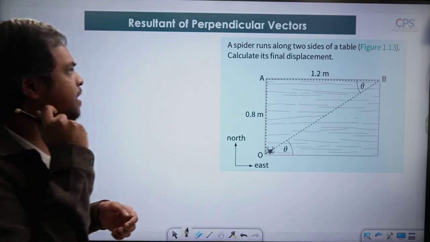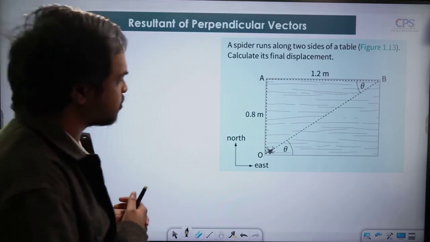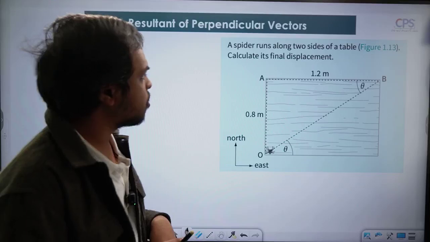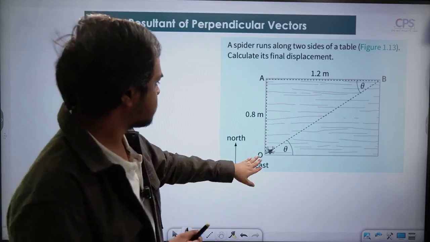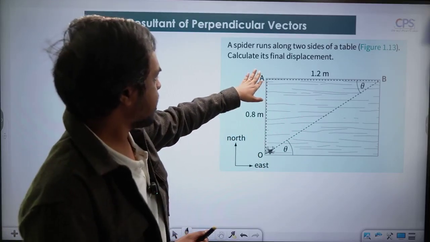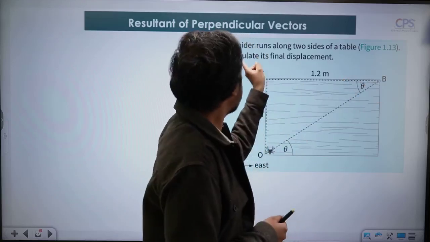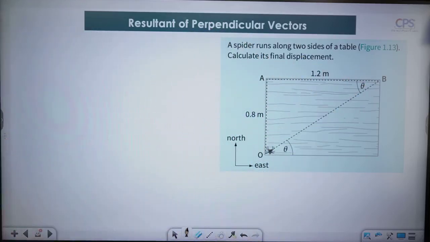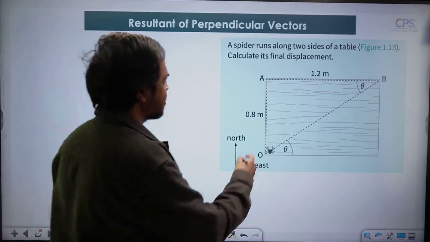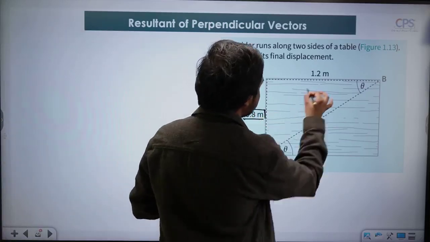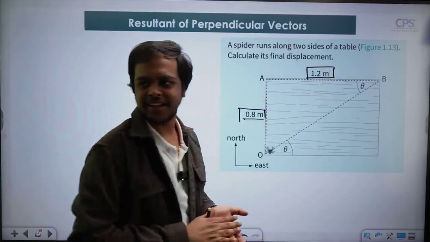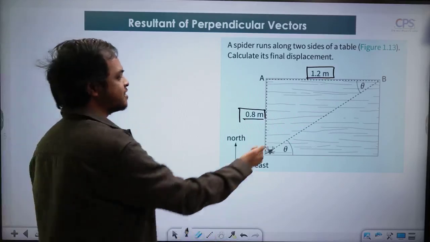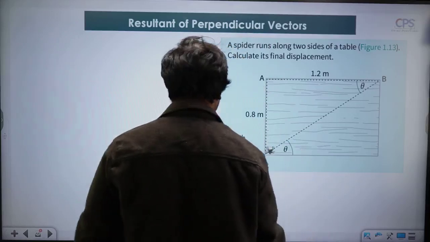Okay, so a spider runs along two sides of a table, figure 1.13. So he runs along like this is east, this is north. So what he runs along is 0.8 and 1.2. Calculate its final displacement, and if you calculate it right like a noob, like what you do is just sum 0.8 and 1.2 and get 2, you will get a 0 in the marks because the displacement is from the start point to the end point, right?